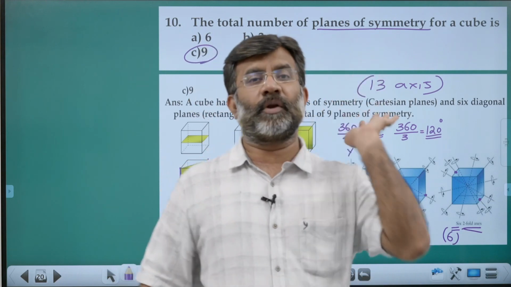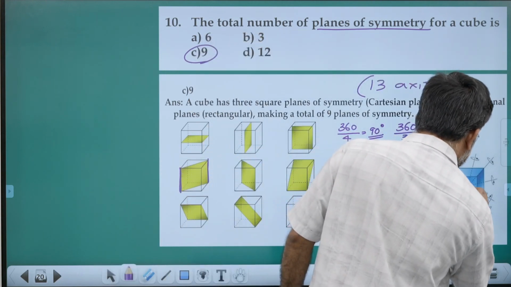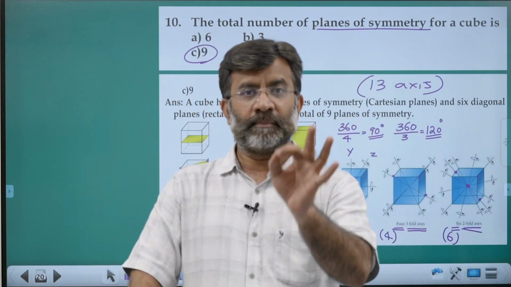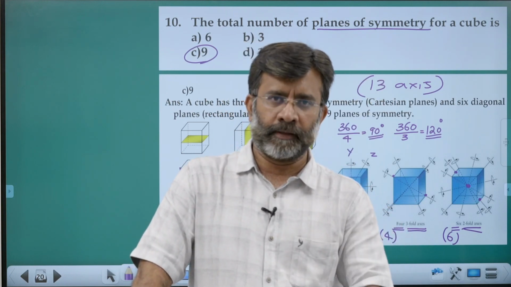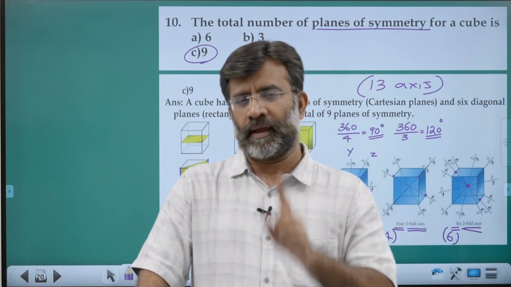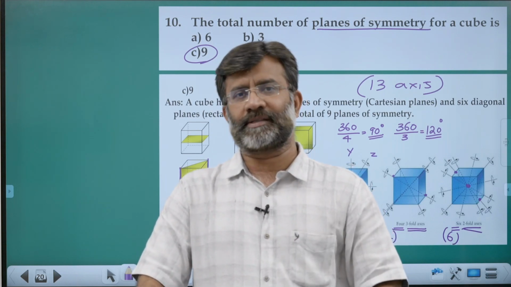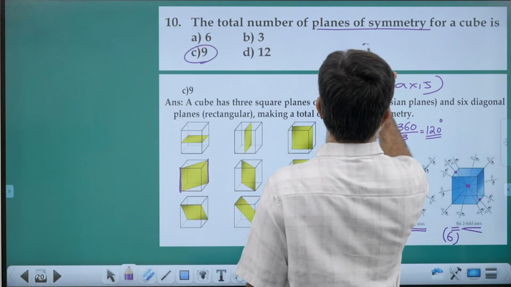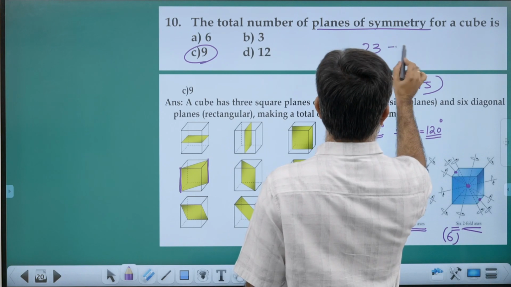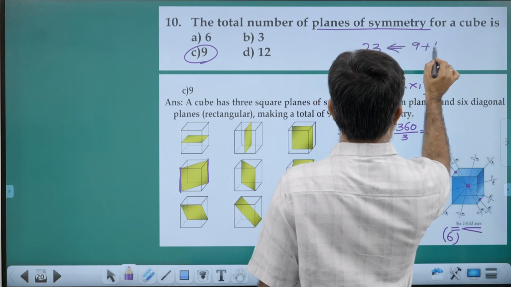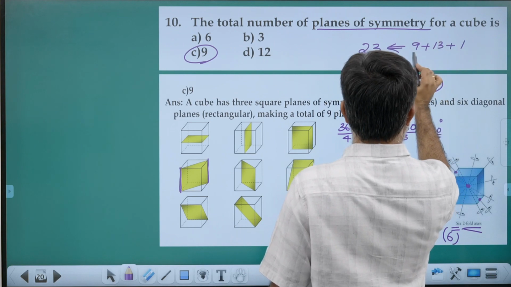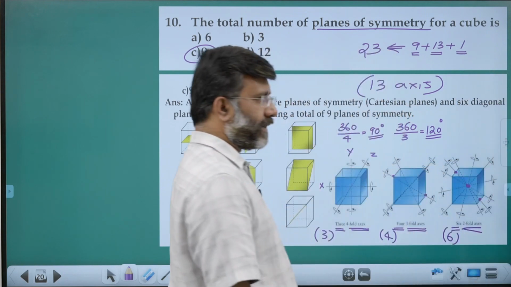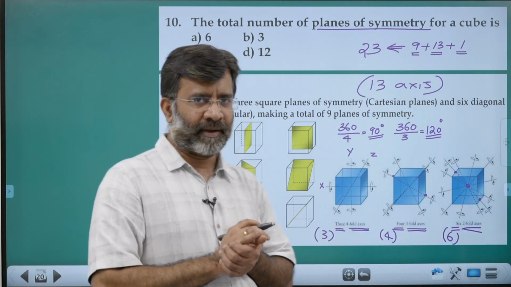It is the center point of symmetry. That's a point of symmetry. So 9 planes of symmetry, 13 axes of symmetry, and 1 point of symmetry called the center point of symmetry. A total of 23 elements of symmetry. How 23? 9 plus 13 plus 1. I think it is clear. It's an important question. Okay, next one.